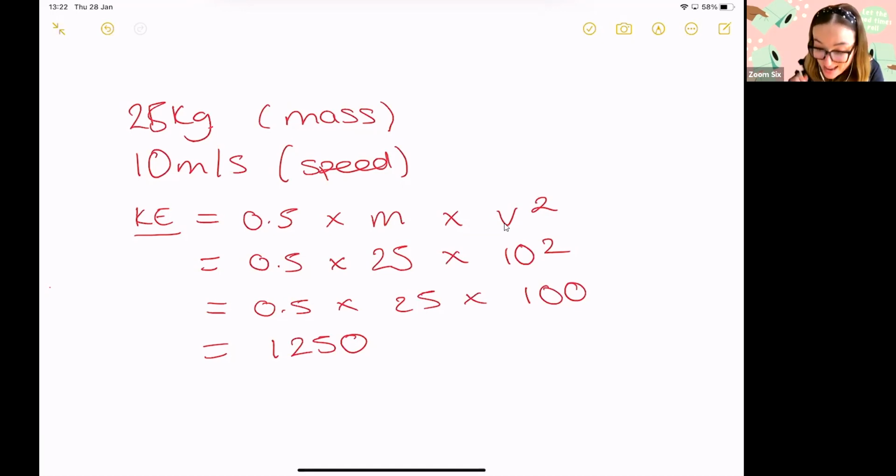And the unit of energy, any form of energy, is going to be joules. Now, in an exam, that's either going to be 3 or 4 marks. All right, so that's a really, really good example of that question.